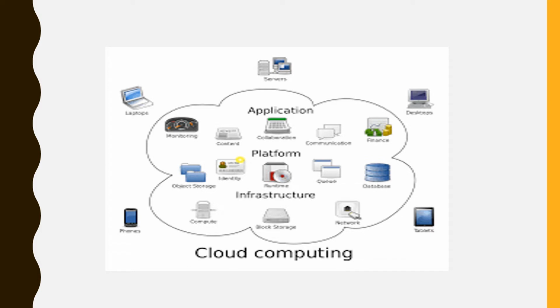Now this is the structure of the cloud network, where you can see we have our end user devices like laptops, servers, desktops, tablets, mobile phones, and all these services, right from application, platform, and infrastructure, are covered under the cloud. So we do not need so many files and everything to be stored on a particular machine. That is the main advantage of using a cloud.